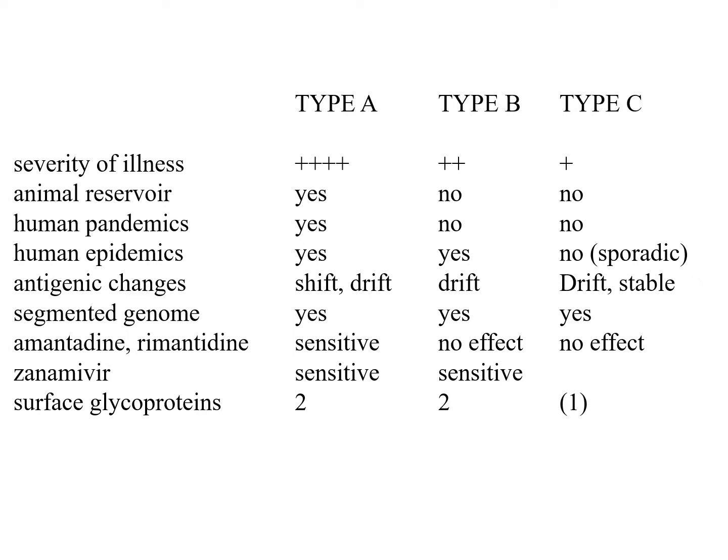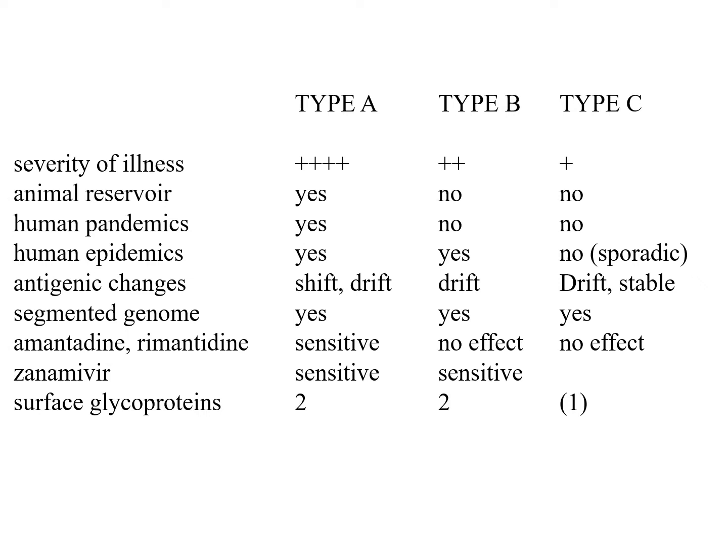Animal reservoir is present in A, not B and C. Human pandemics in A, not B and C. Epidemics can be seen in A and B, but not in C. Antigenic changes that occur in type A are shift and drift, in type B drift, and in type C it is stable. Segmented genome, all have segmented genome.